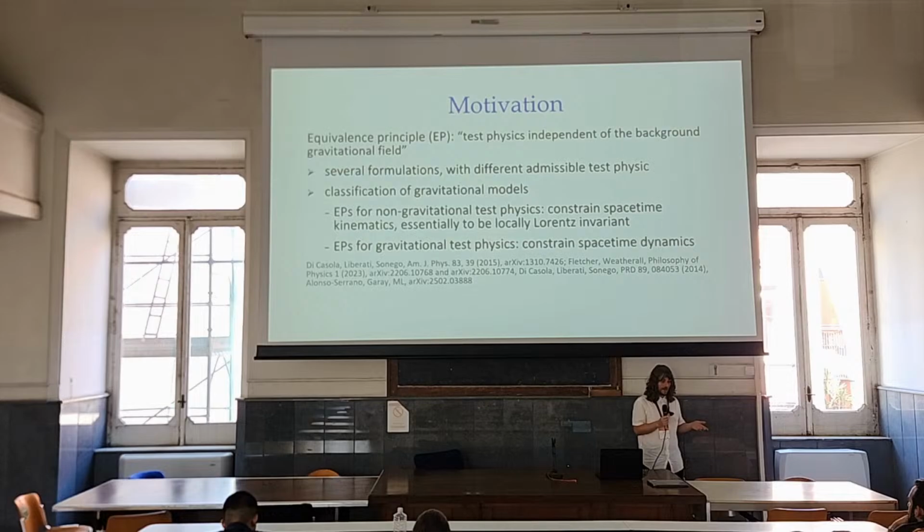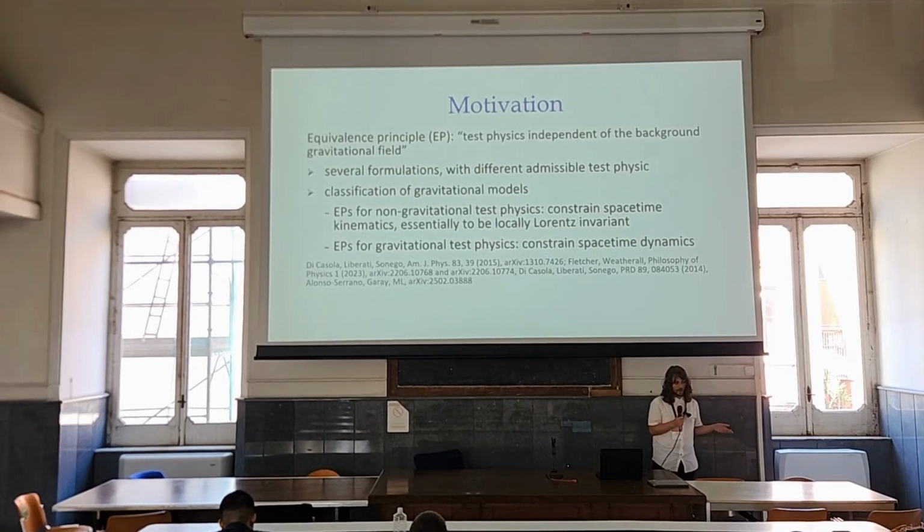And actually, this sounds simple, but the trick is in the phrase test physics, because that is very difficult to define. By the different definitions of admissible test physics that you can take, you have many different statements of the equivalence principles, as you probably know. And these statements in turn allow you to classify the various models for gravity that you may consider, both classical and quantum.